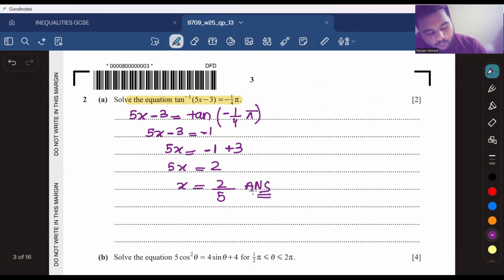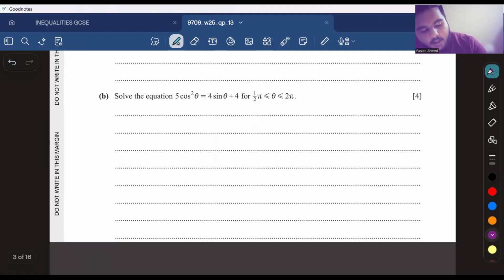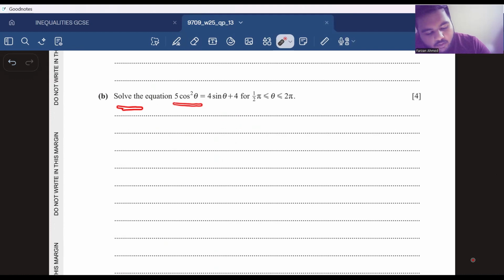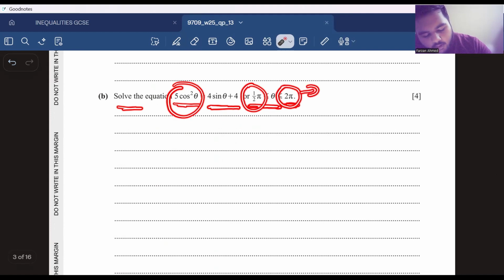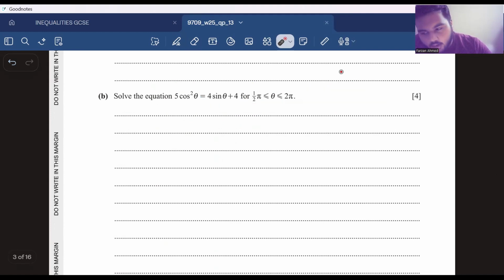Now in part B they are saying solve the equation 5 cos squared theta is equal to 4 sin theta plus 4. The range is given as 1 upon 2 pi, meaning pi upon 2 till 2 pi. Two pi means 360 degrees. Okay, now we will solve this.